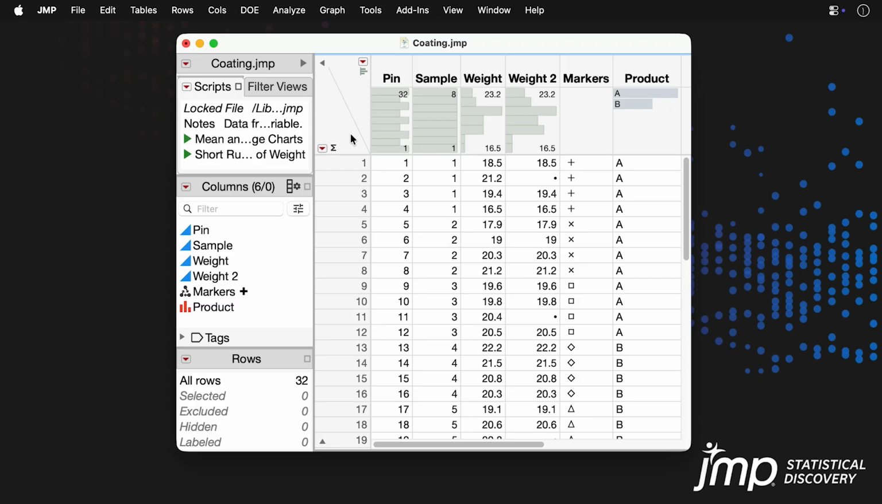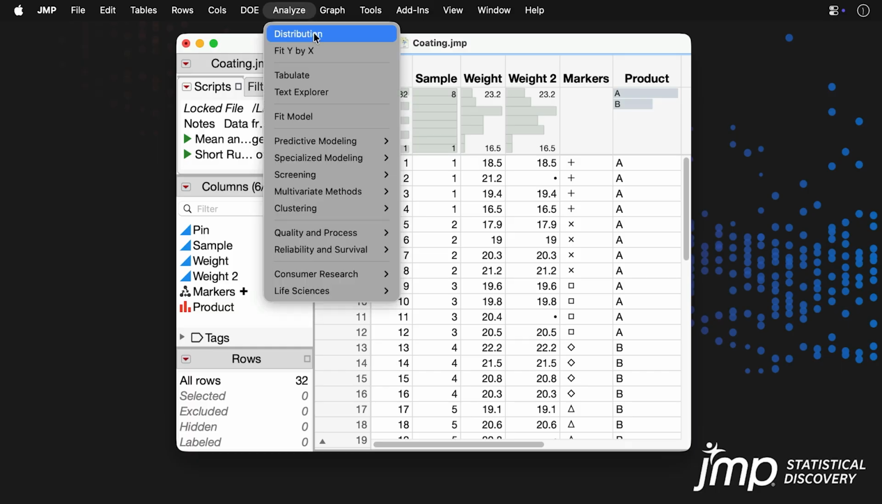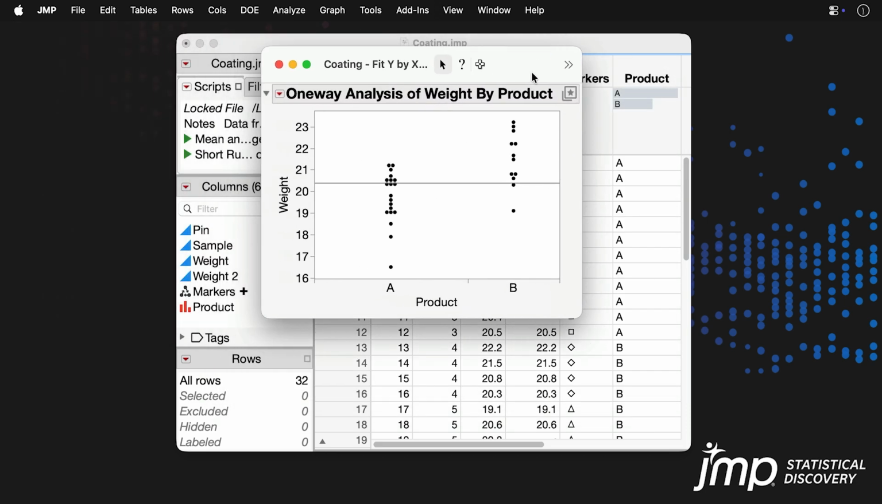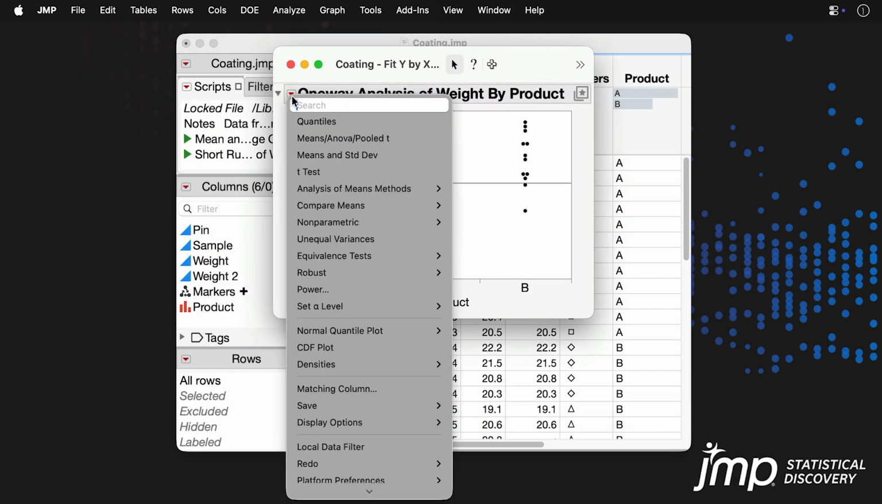To conduct one, go to Analyze, Fit Y by X. Put your continuous response variable into the Y, Response role, your categorical factor into the X, Factor role, and click OK. From the report window, go to the red triangle and select Equivalence Tests, Means.